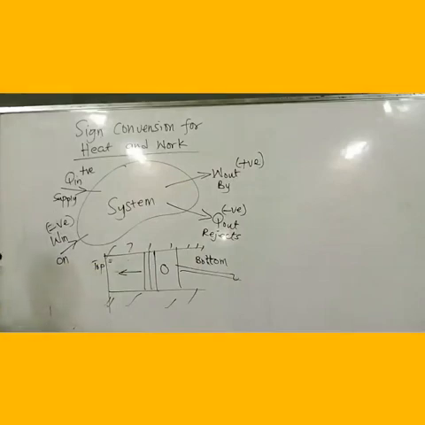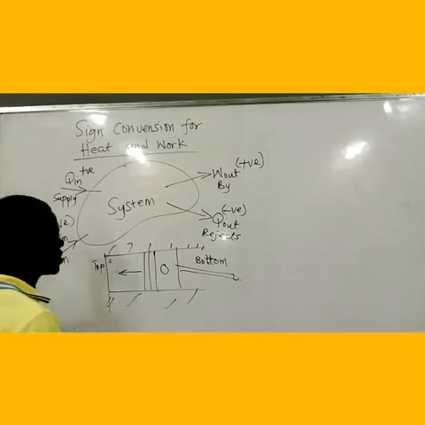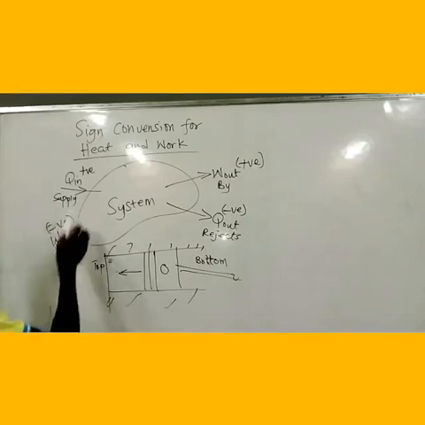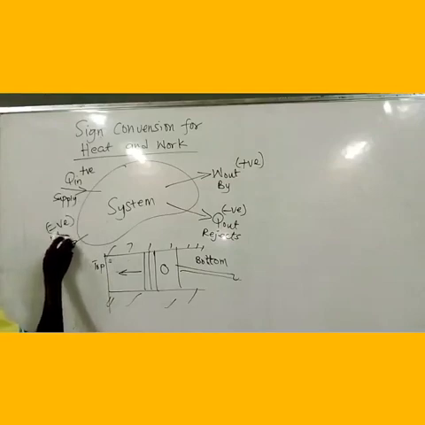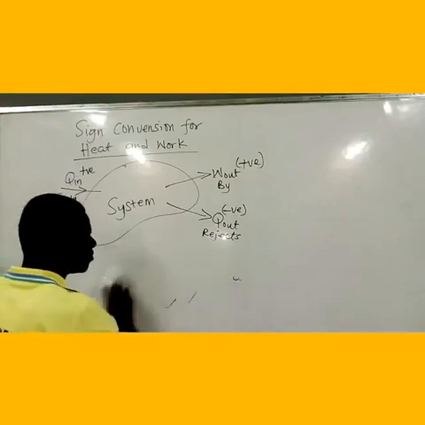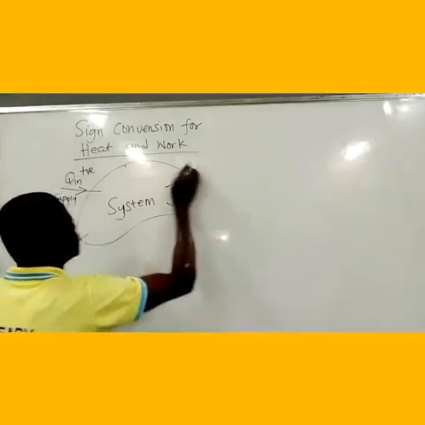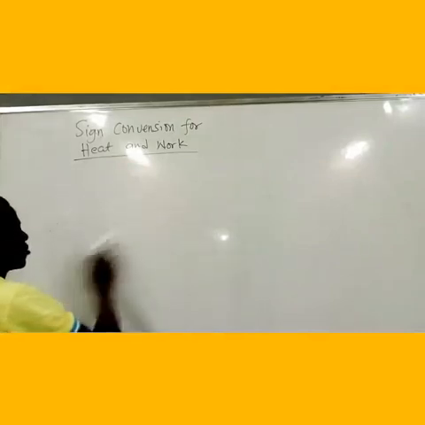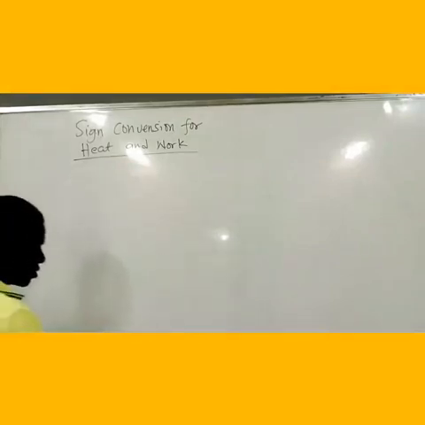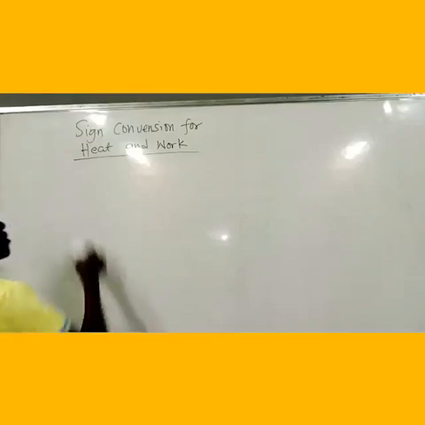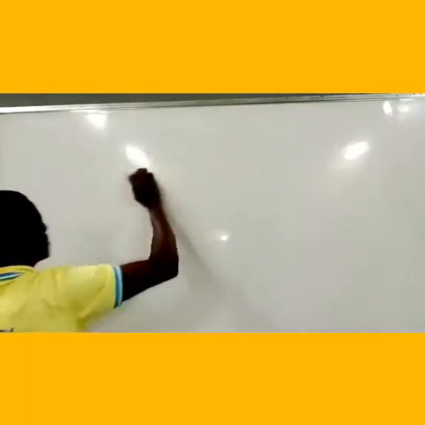Okay, so this is one school of thought. Another school of thought has a sign convention which differs from this, but we are going to employ this throughout our calculations. So the sign convention: heat supplied is positive, heat rejected is negative, work done on the system is negative, work done by the system is positive.